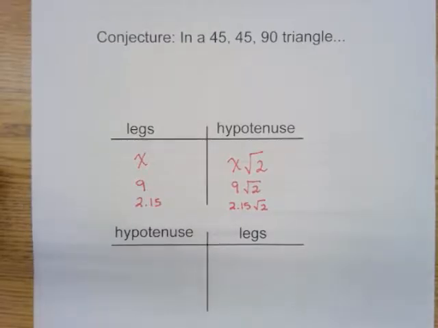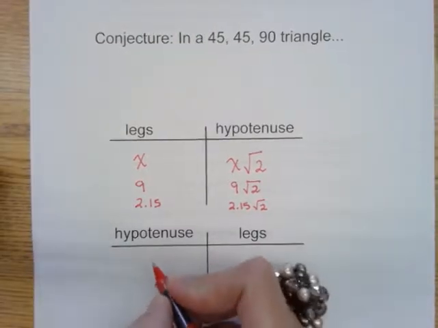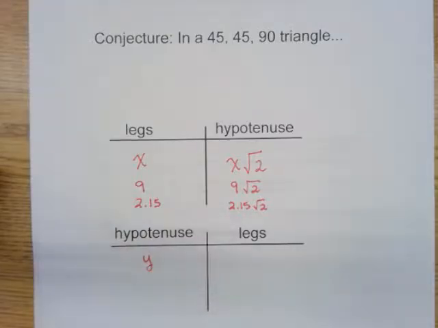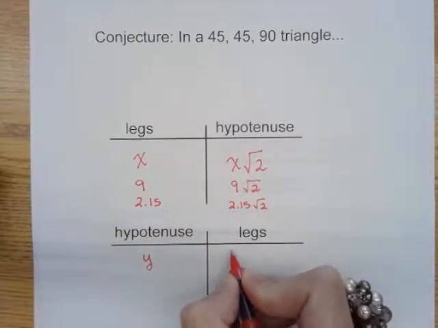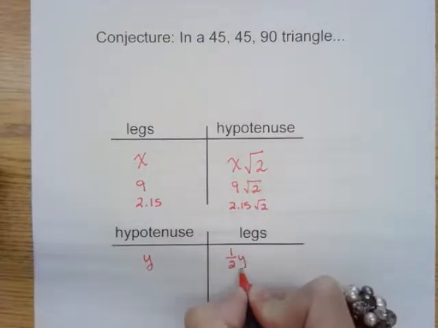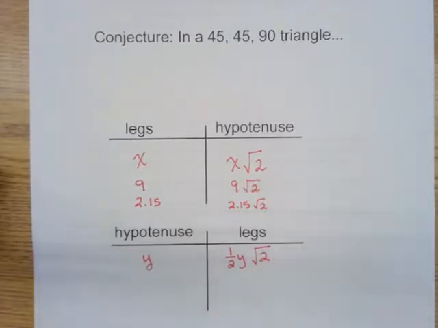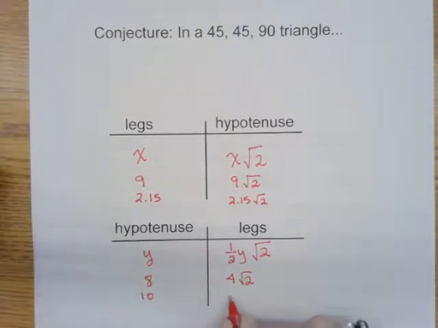Well, again, we came up with that conjecture. If the hypotenuse is y, then the legs are going to be 1/2 of that y times root 2. So, if the hypotenuse was 8, the leg would be 4 root 2. If the hypotenuse was 10, the leg would be 5 root 2. If the hypotenuse was 150, the leg would be 75 root 2, half of the hypotenuse, root 2.